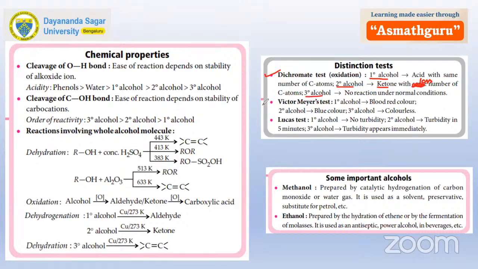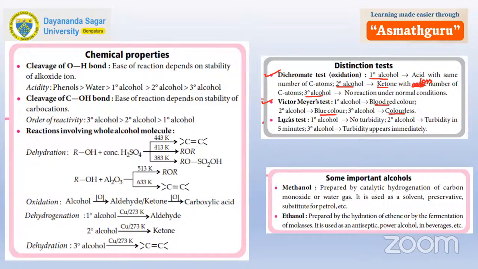This is one test. One more is the Victor Meyer test. In the Victor Meyer test, primary alcohol gives a blood red color, whereas secondary alcohol gives blue color, whereas tertiary alcohol is colorless.